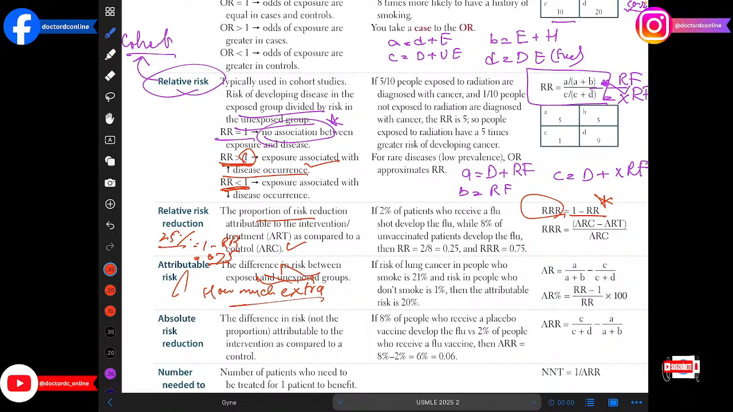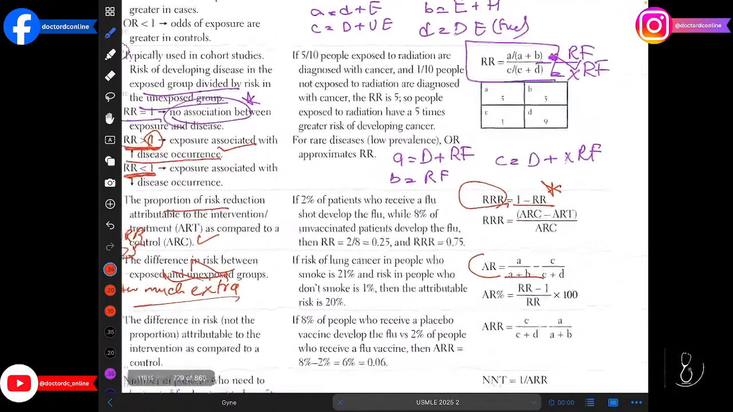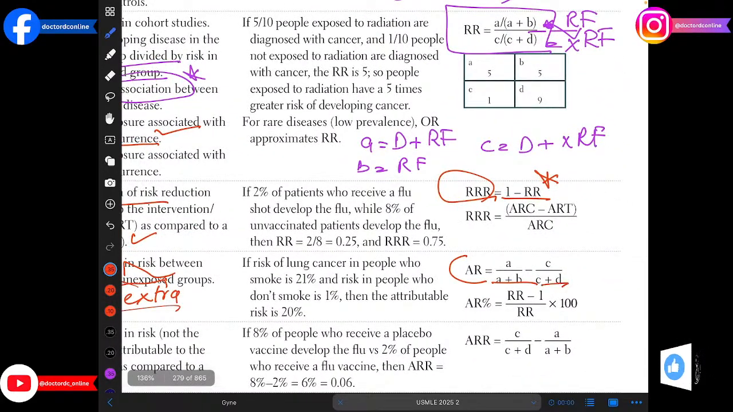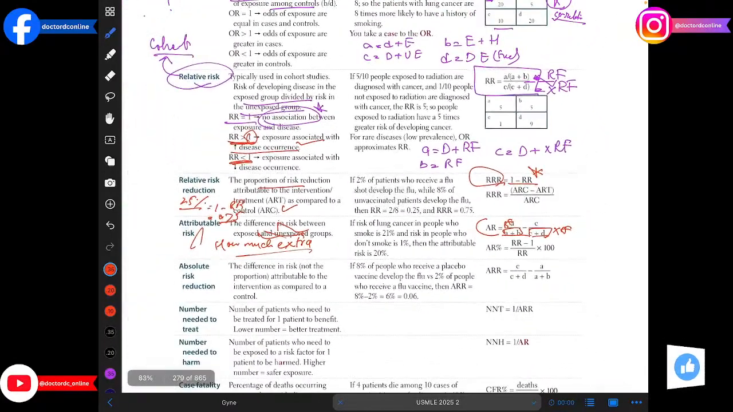Now, the attributable risk is calculated as A divided by A plus B minus C divided by C plus D. Here, A plus B is everyone with a risk factor and C plus D is everyone without a risk factor. So, for another example, if the probability of getting pneumonia in a smoker is 2/3, while in a non-smoker it's 1/3, we could conclude that the proportion of pneumonia occurrences attributable to smoking would equal 1/3.